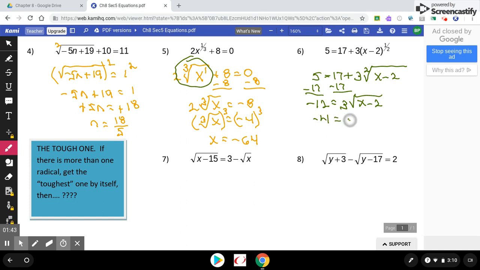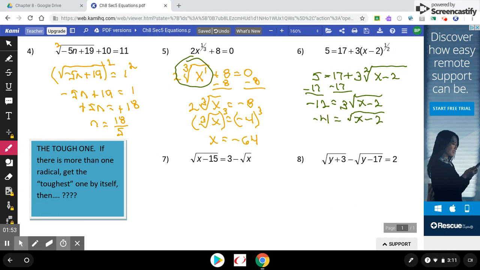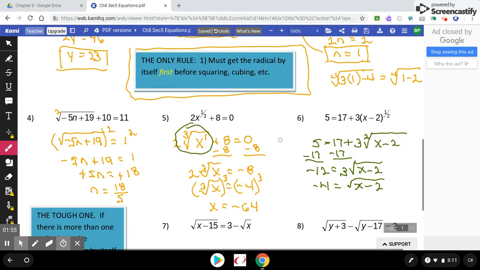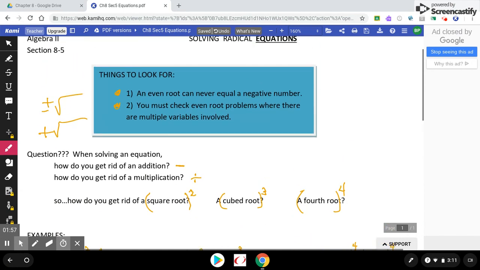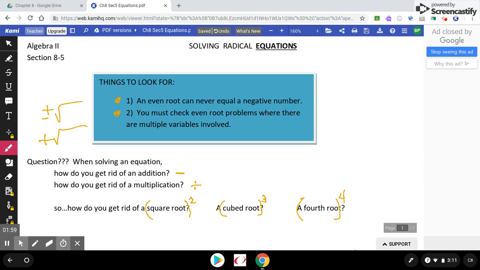Okay, now here's where it gets weird. I said it in the last video. I'm going to say it again. I don't make up the rules to math. I report them to you. So if you were paying attention, I'm going to scroll back up to the box that we talked about in the first video. There were 2 things that cannot happen when you are doing radical problems. And one of those things is an even root can never equal a negative number.